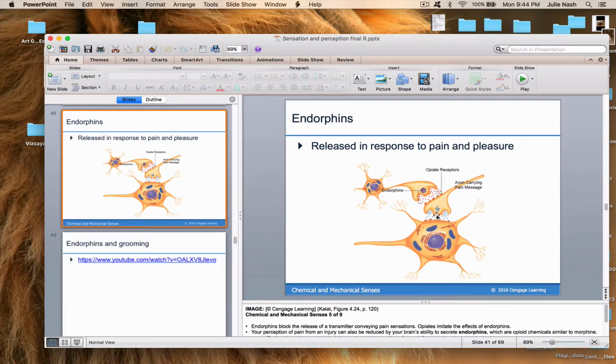So it releases neurotransmitters down here at the end. This is the end of a pain message coming in. It's stimulating this receptor. It's releasing neurotransmitter, which is going to tell this receptor it's feeling pain.